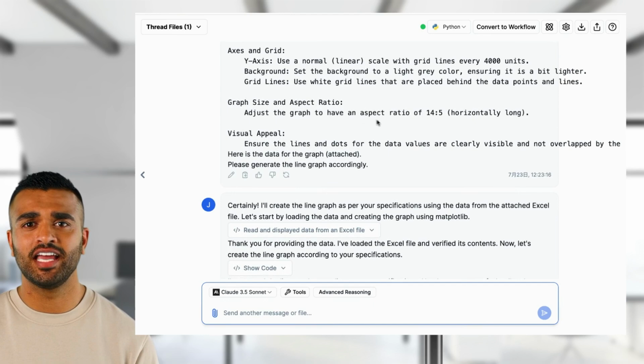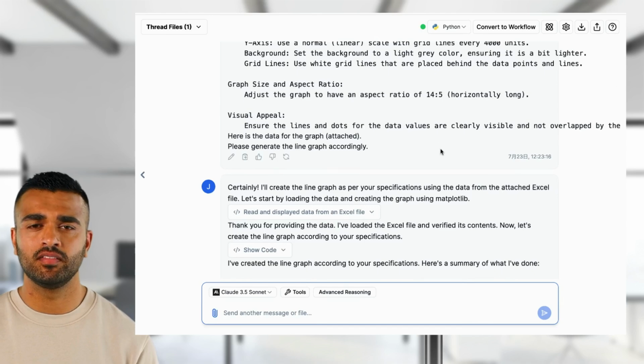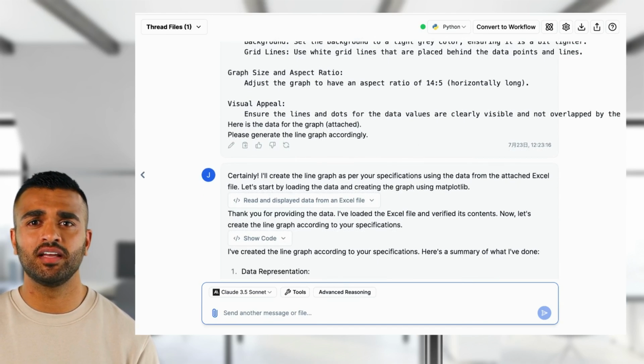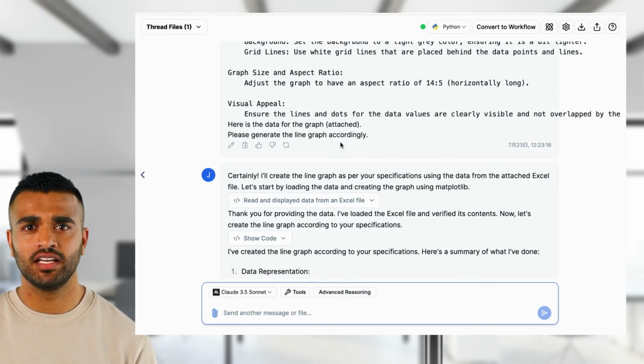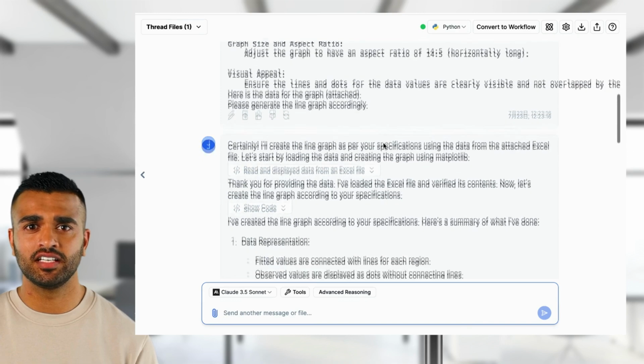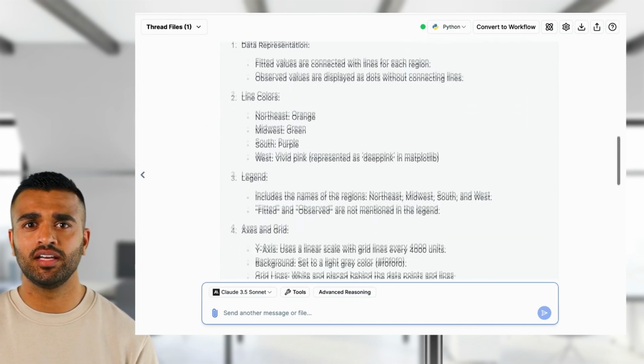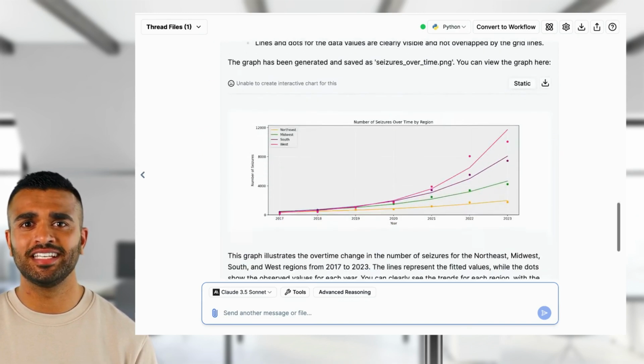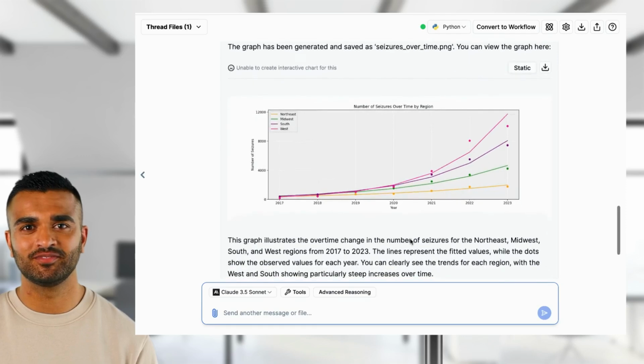The graph should have an aspect ratio of 14:5, making it horizontally long. Lastly, ensure the lines and dots for the data values are clearly visible and not overlapped by the grid lines. Here is the data for the graph, attached. Please generate the line graph accordingly. Using this prompt, we successfully created an informative graph.